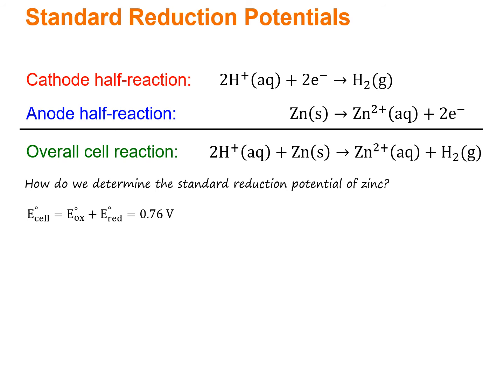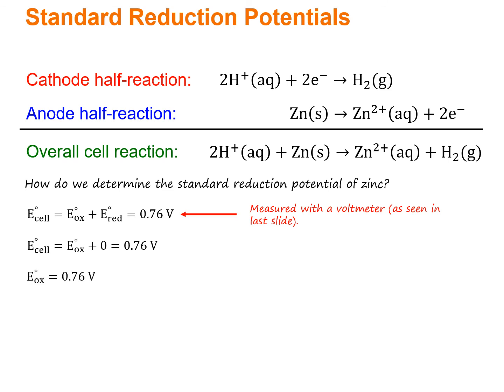If we were to measure the cell voltage between those two after we set up our galvanic cell, we'd find a cell voltage of 0.76 volts. Since we've already assigned that the hydrogen half potential, whether oxidized or reduced, is 0 volts, and it's the one being reduced here, we can just plug in a 0 for its value. All we're left with is the oxidation half potential, and that must be what is giving us the 0.76 volts. So we know what the oxidation half potential is for this.